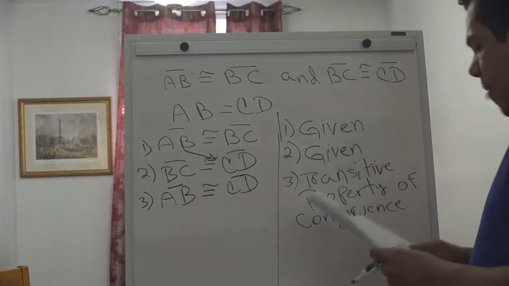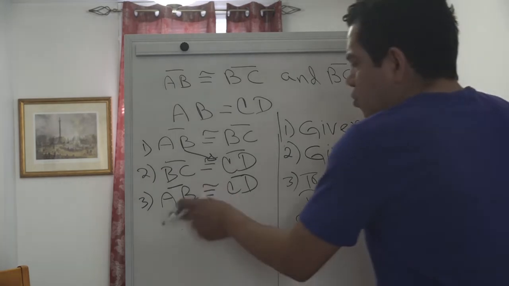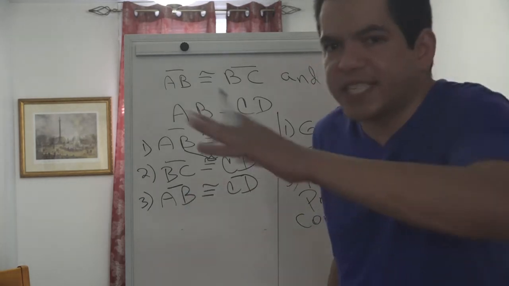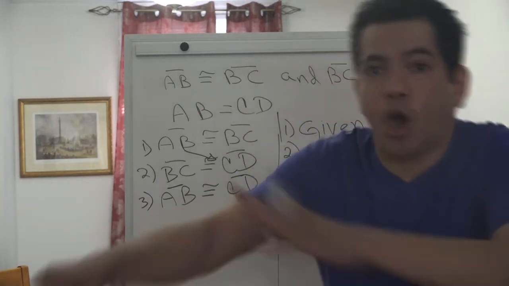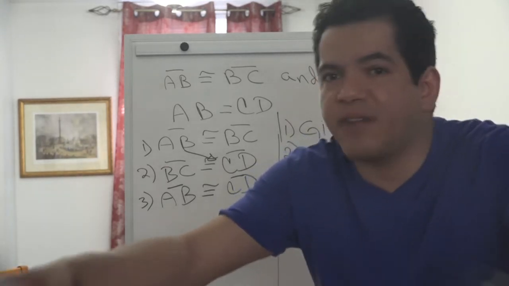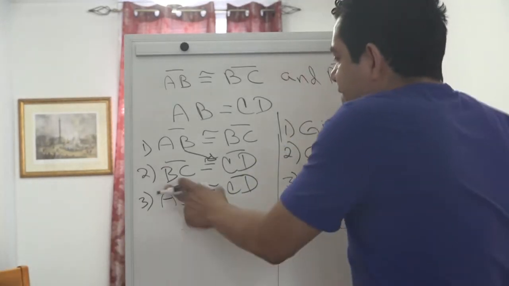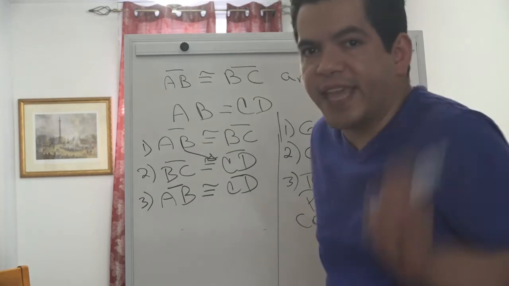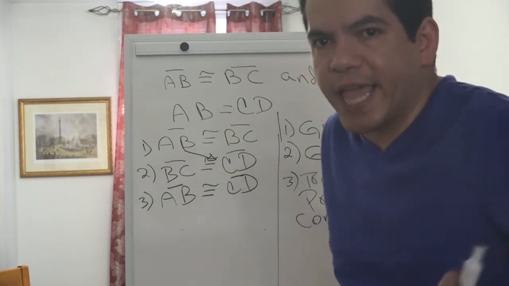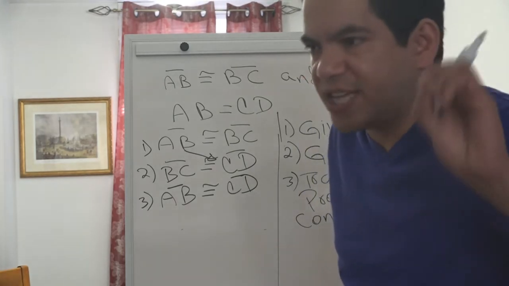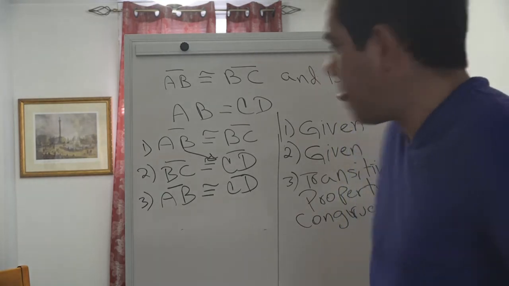Okay. Now, if two quantities are congruent, and this is forever and always, if two quantities are congruent, they are equal in length, measure, degree measure, whatever you want to call it, okay?